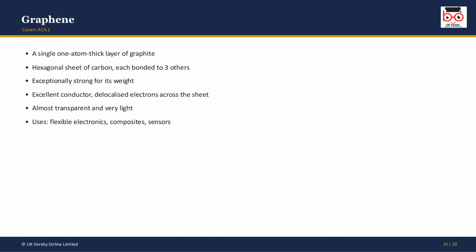Graphene is a wonderful modern material, essentially a single 1-atom-thick layer of graphite. It's a hexagonal sheet of carbon, each atom bonded to 3 others. It's exceptionally strong for its weight and an excellent conductor because electrons are delocalized right across the sheet. It's also almost transparent and very light. Those properties make it valuable in flexible electronics, composite materials, and sensors.